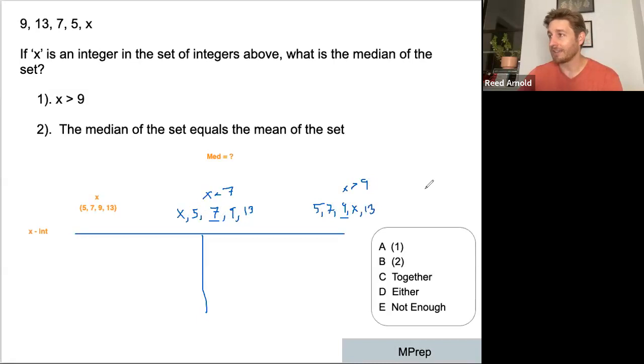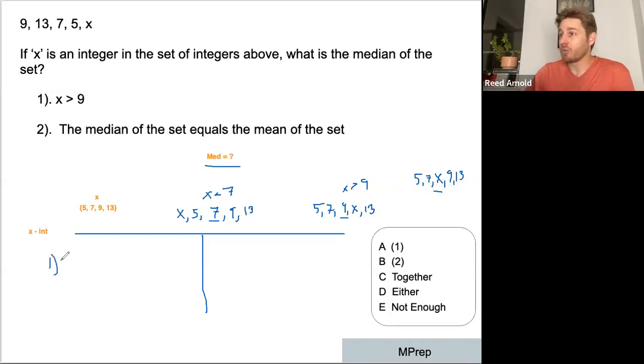The other chance is that X is the median. So I have 5, 7, X, 9, and 13. Probably it would be 8 in that case. So these are the 3 worlds that I'm dealing with where I'm trying to figure out the median. The median is either 7 or 9 or X.